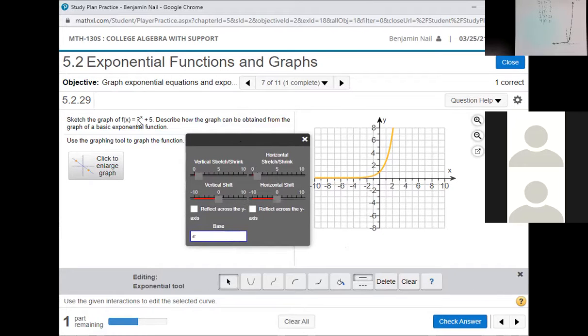So for starters, this is 2 to the x power. I'm hoping you guys can see that. That's where you want to look here, where it says base. Right now we're base E. We don't want that. We want to change our base number to 2.